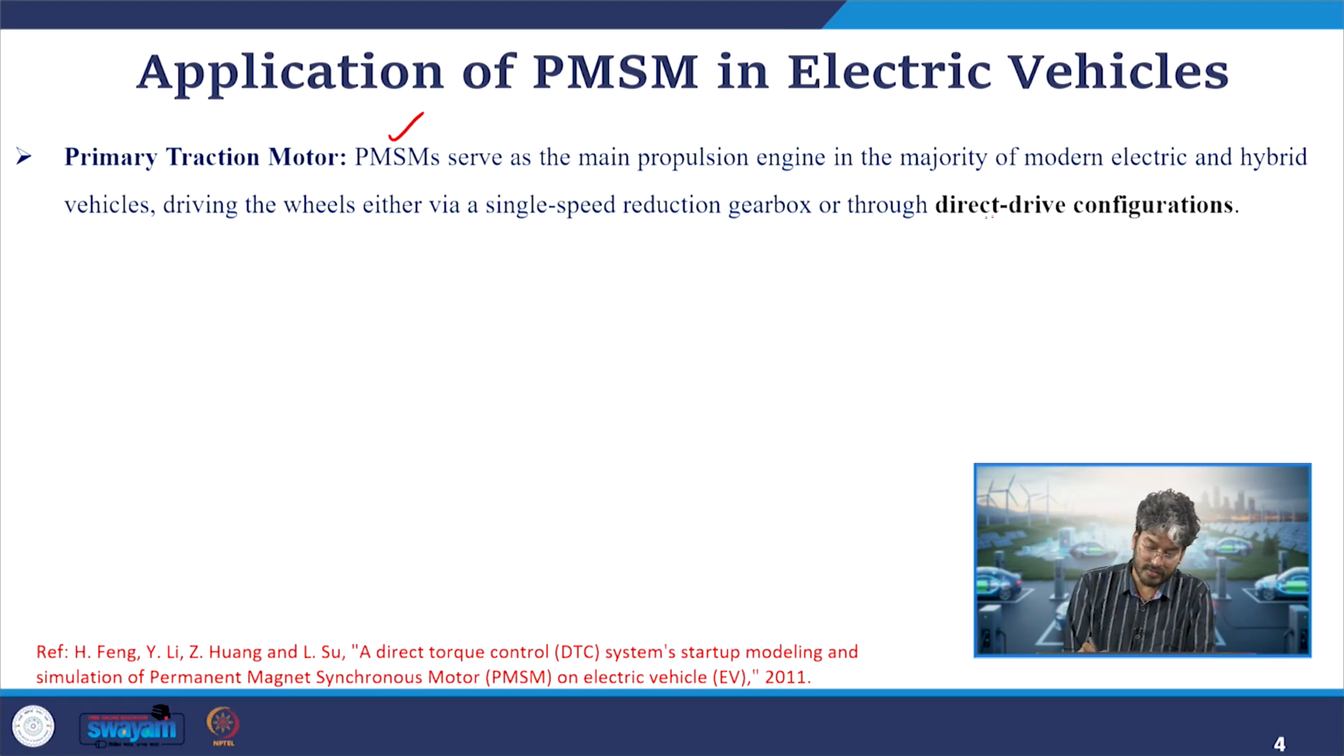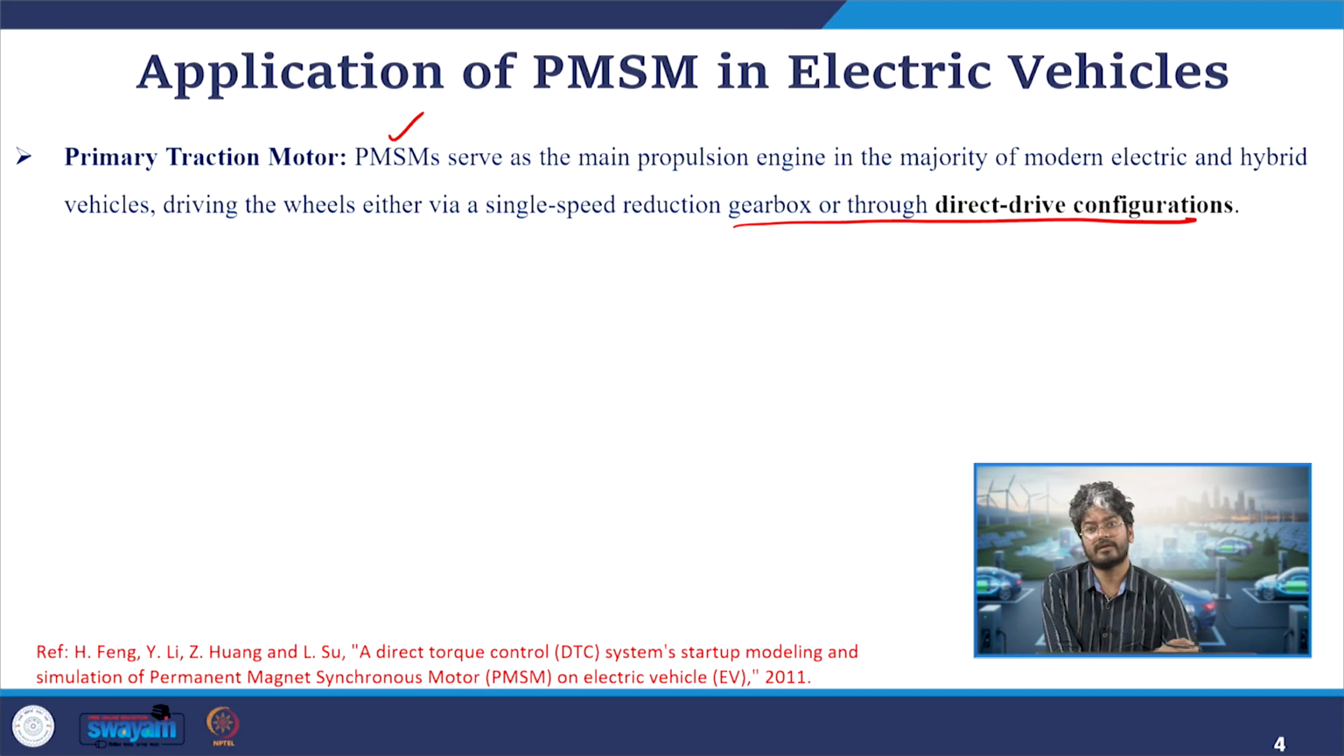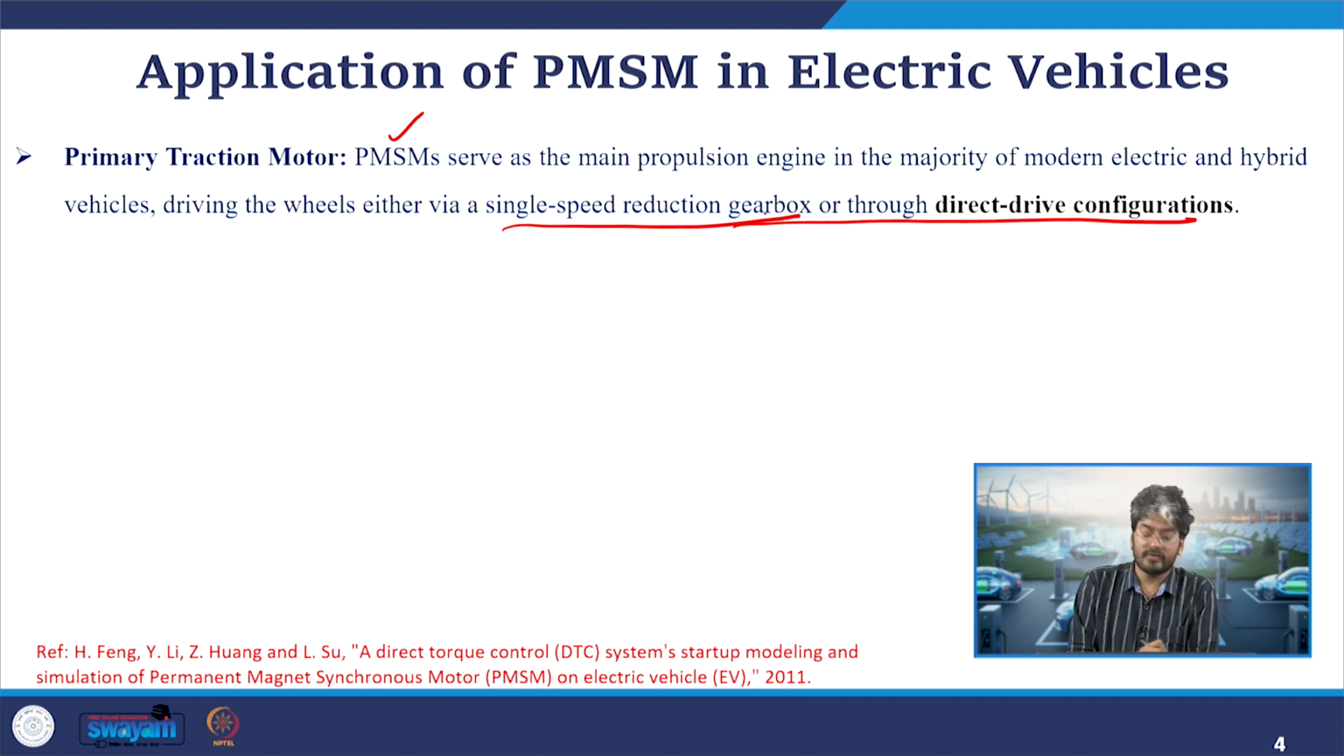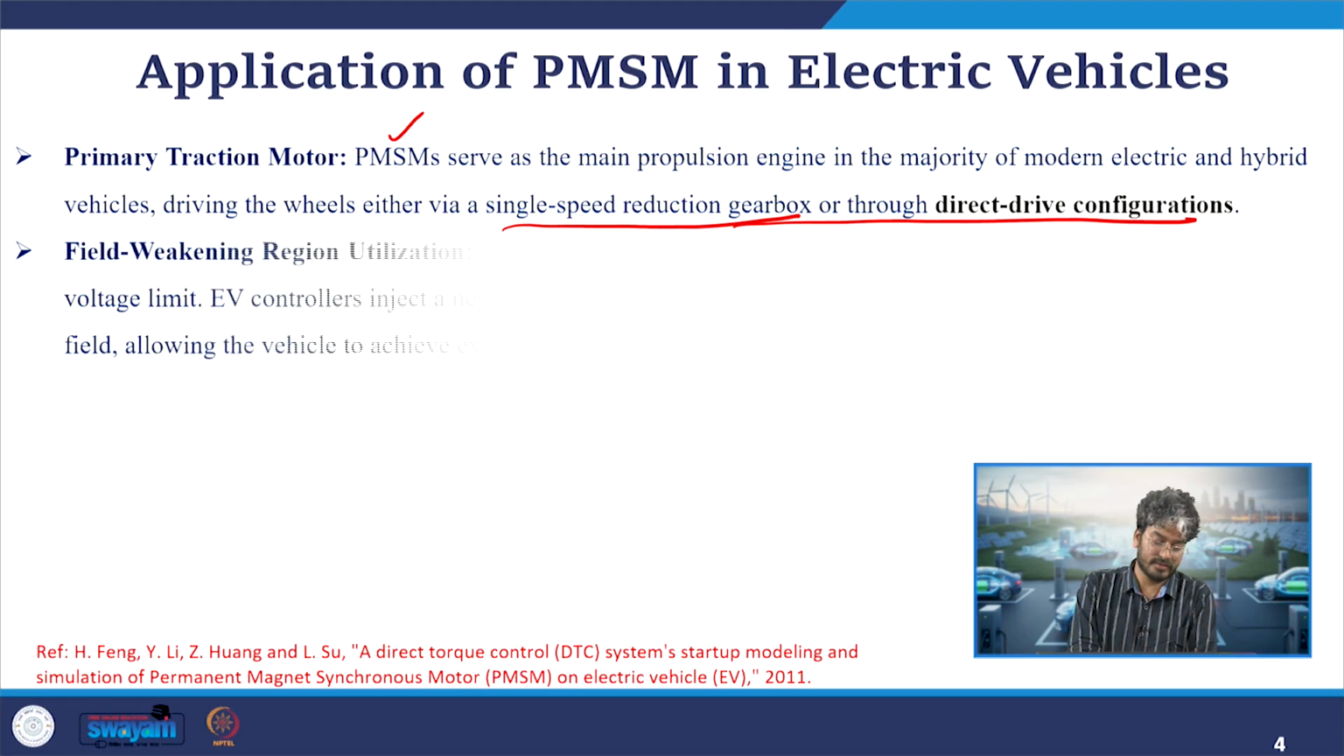So it will be through a gearbox or through a direct drive configuration based on the application of the vehicle or the range of speed we are trying to target. We can have a single speed reduction gearbox. So what is the meaning of this one? The gearbox will be coming with a fixed ratio. We will not be having any clutch to change the gear by the user. It will be fixed by the manufacturer, or it can be directly connected without any gearbox as per the application or as per the design specifications.